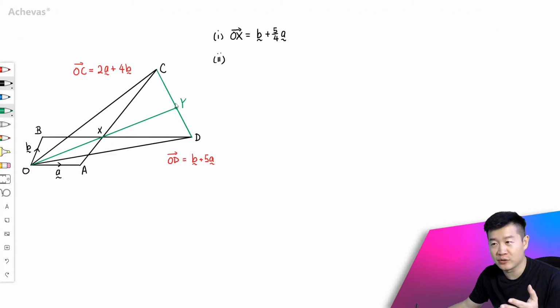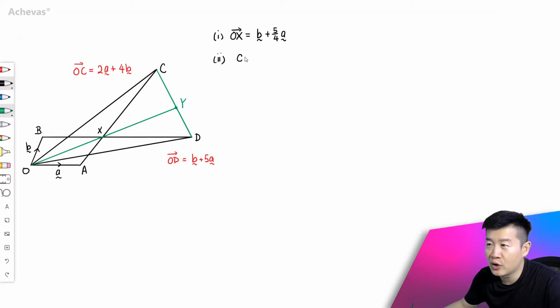We will form the equation of the line that passes through CD, and we will form the equation of the line that passes through OY or OX, since O, X, Y are collinear, so it is that same line. We will try to find the intersection between the two lines, and that should give us the position vector of Y. So let's first work on the equation of the line that passes through CD.